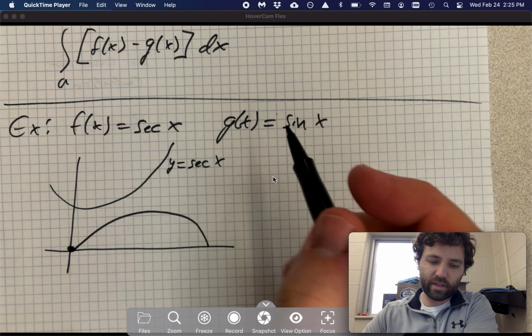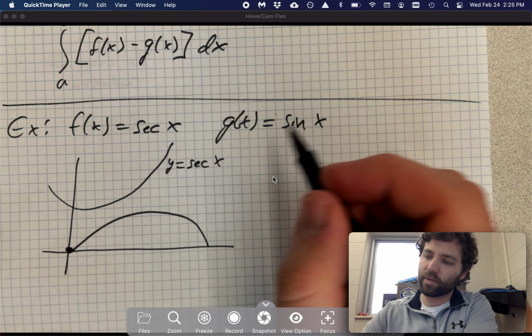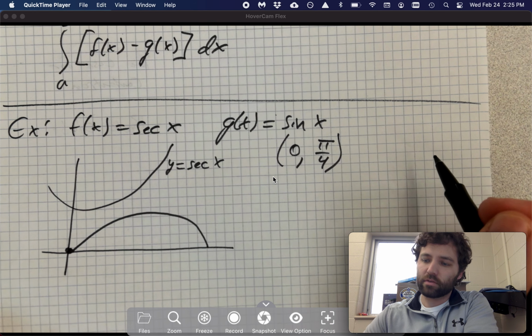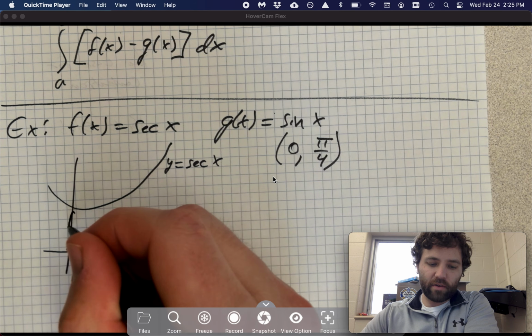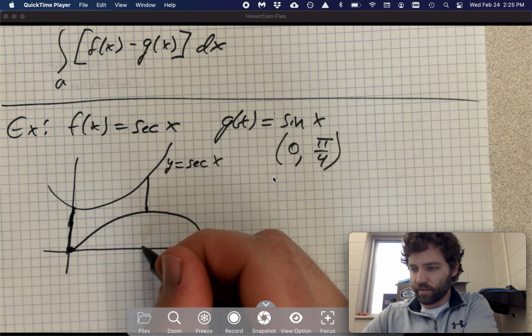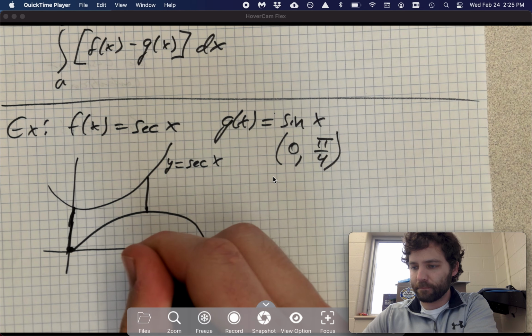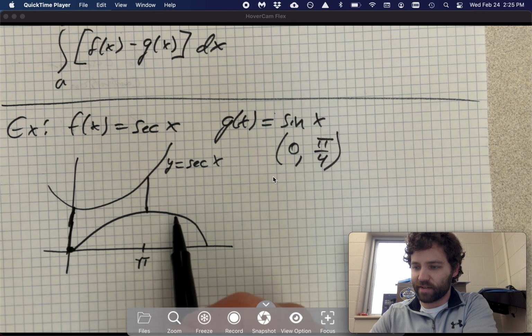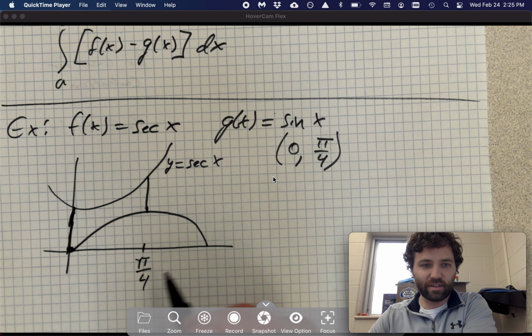And suppose that we want to look on the interval from 0 to pi over 4. So that'd be from 0, and then pi over 4 is somewhere in here. So there's pi over 4. This is actually a bad representation of sine. Sine is going to max out at pi over 2, not pi over 4, but kind of ignore that if you would.